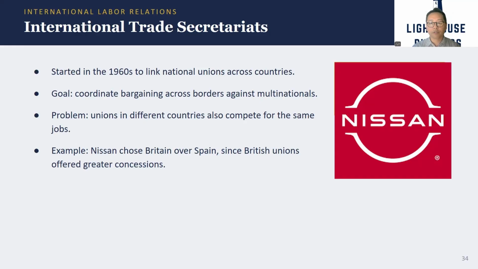A clear example involves Nissan. One reason Nissan chose to build its European production facilities in Great Britain rather than in Spain was that British unions agreed to greater concessions than Spanish unions were willing to offer.